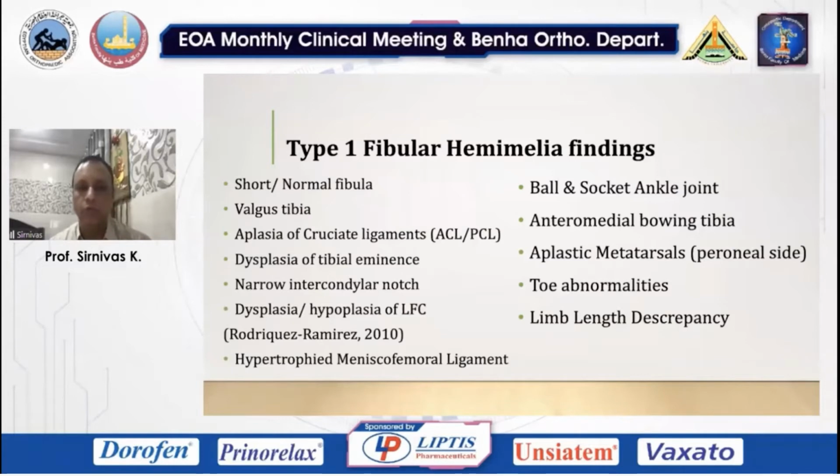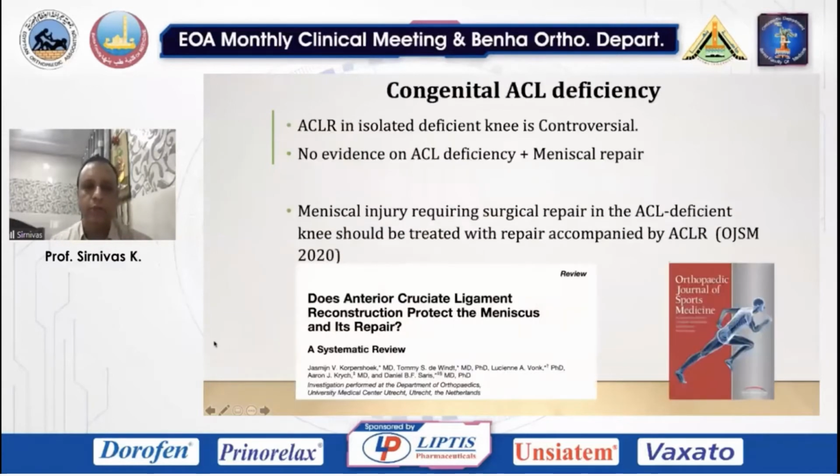anteromedial bowing of the tibia. In our case, it appeared just a lateral bowing of the tibia. There was no deformity of the tibia in the sagittal plane. Aplastic metatarsals, toe abnormalities, and limb length discrepancy.